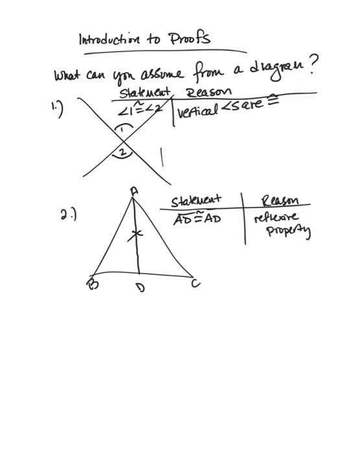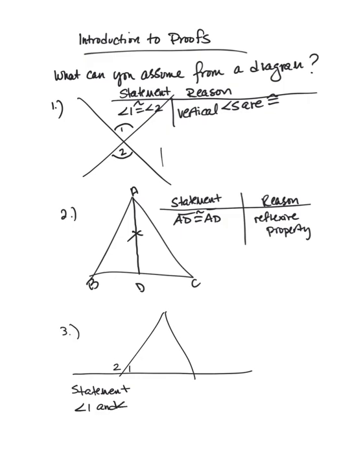Okay, the next thing you can assume from a diagram is linear pairs are supplementary. So let's say I had this picture here, and I had this angle 1 and this angle 2. I would be allowed to assume that angle 1 and angle 2 are supplementary. So that would be a statement: angle 1 and angle 2 are supplementary. And the reason that those are supplementary is because linear pairs are supplementary.